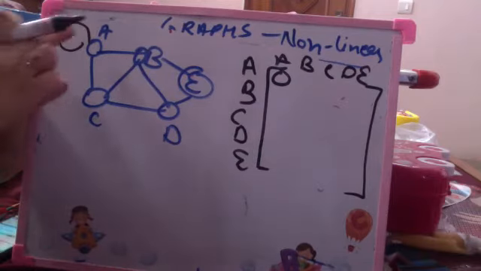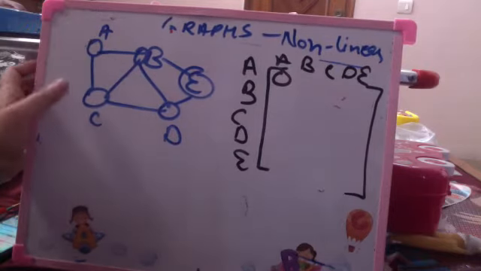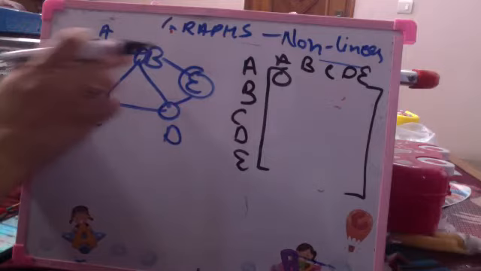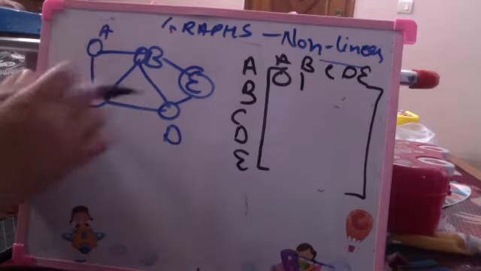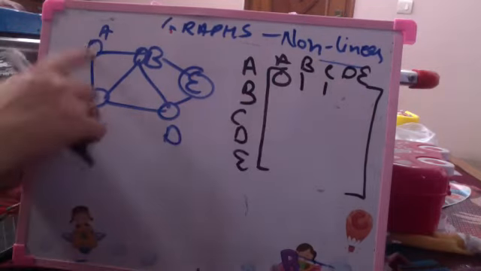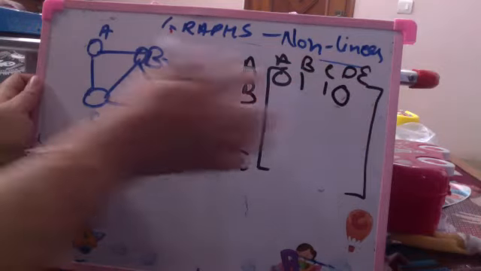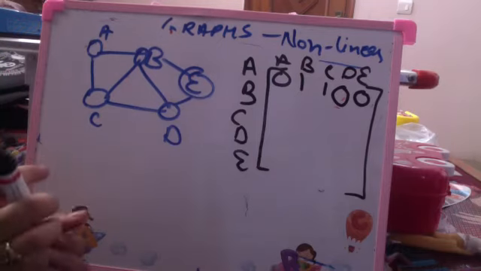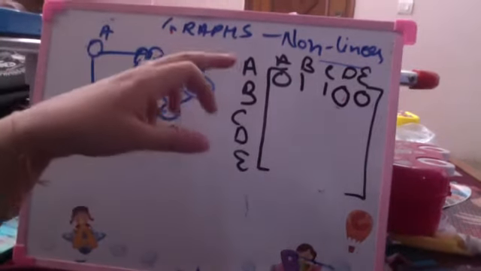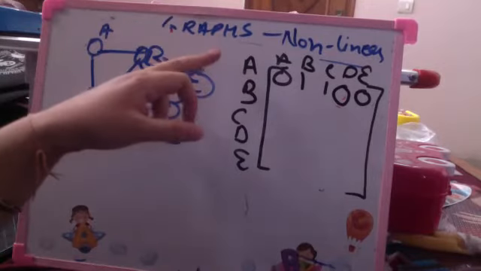This edge is called a self loop, which is currently non-existent in my graph. A to B is an edge, so I store a 1 for an edge. A to C is an edge, I store a 1. A to D is no edge, store a 0. A to E is no edge, store a 0. So I'm going to store a 1 in the corresponding columns of the row A, which are adjacent to A.